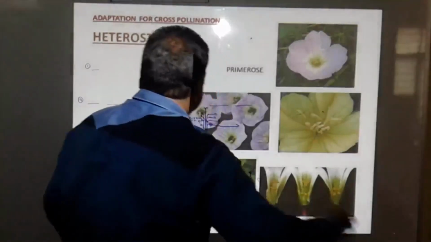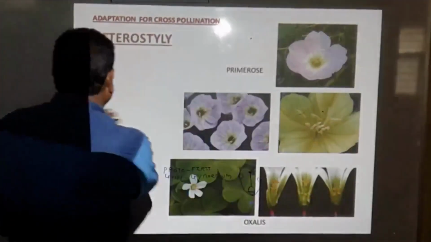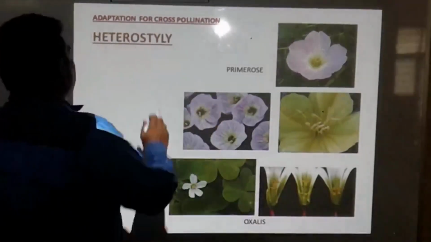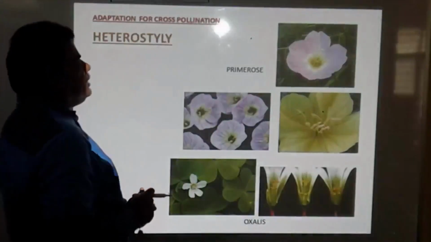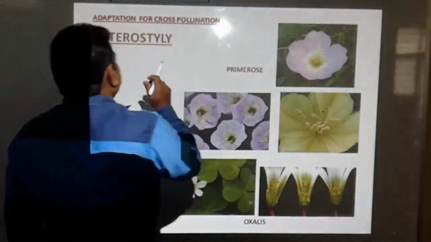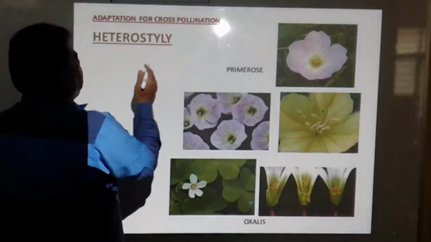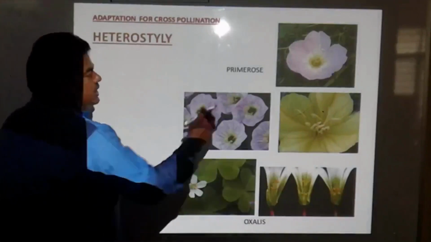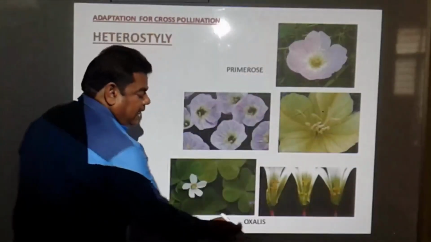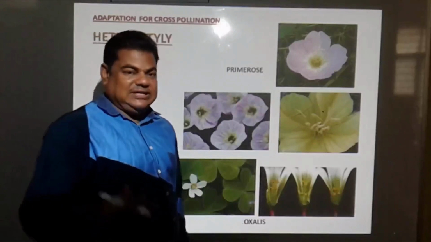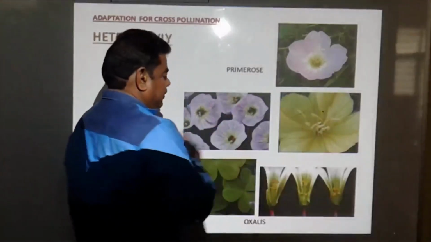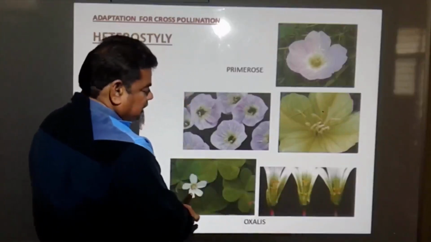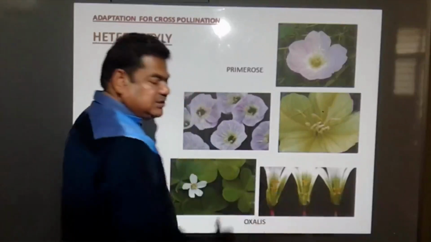Now see here. In the next example, how does the adaptation for cross-pollination take place? This adaptation for cross-pollination takes place by a method we call heterostyly, in case of primrose and in case of oxalis. These are primrose flowers, and this one is oxalis. This is an oxalis plant, an oxalis flower, and a section of this oxalis flower.